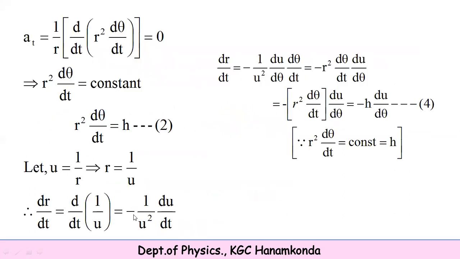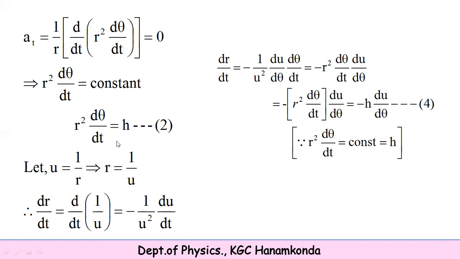So taking this r to the right hand side multiplied with 0, then we get d by dt of r square d theta by dt equals 0. Differentiation of some quantity equals 0 means that quantity will be a constant. Therefore, r square d theta by dt is taken as a constant h. Say this as equation 2.